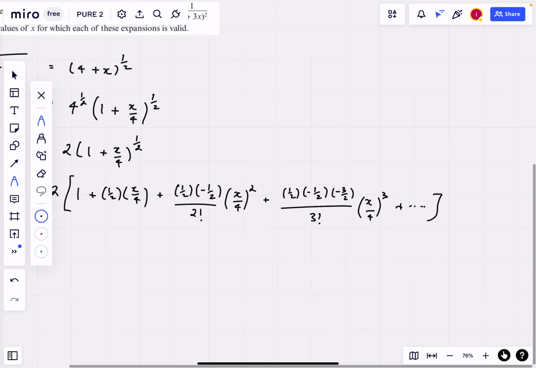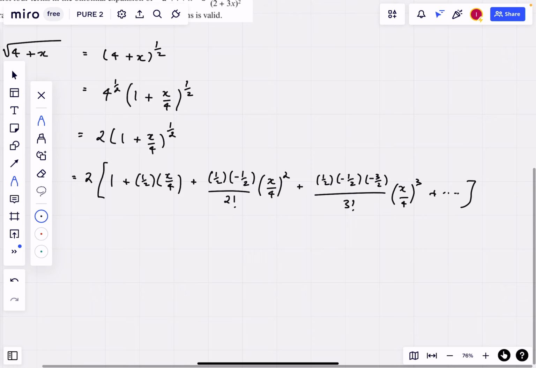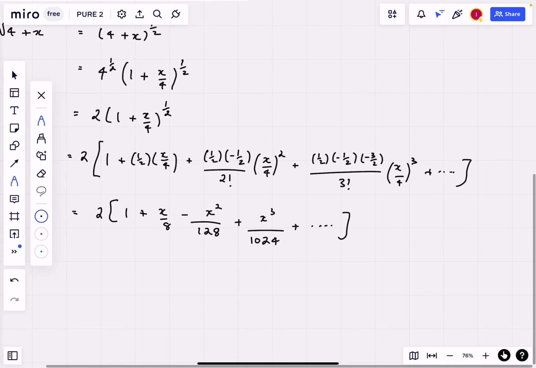Now, it's a matter of simplifying what's inside those square brackets. So, after plugging all that into your calculator, you should get 1 plus x over 8, or an eighth x, minus x squared over 128 plus x cubed over 1024 plus and so on. And now you can times every term inside that square bracket by 2.